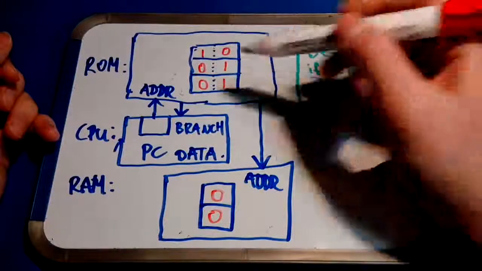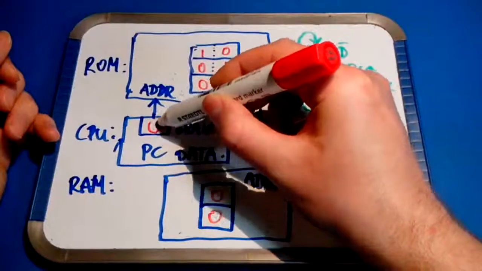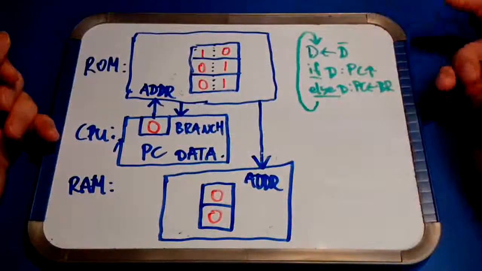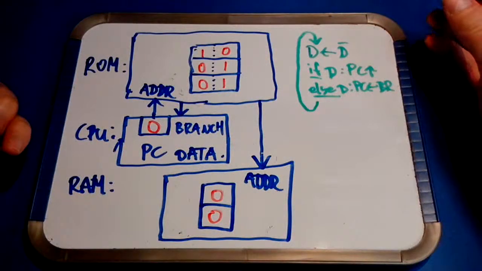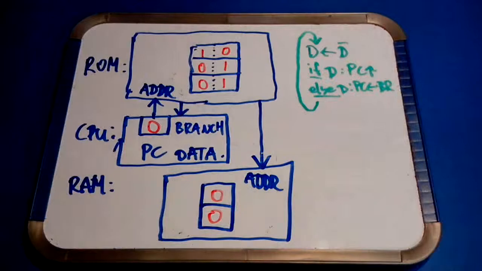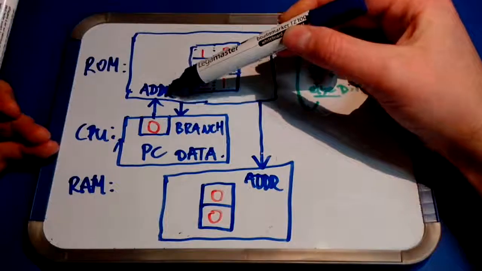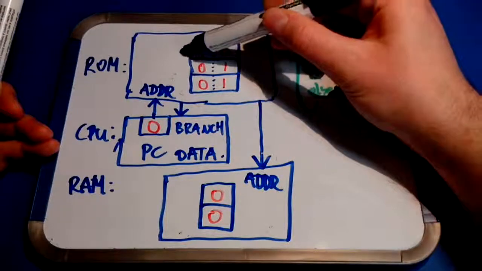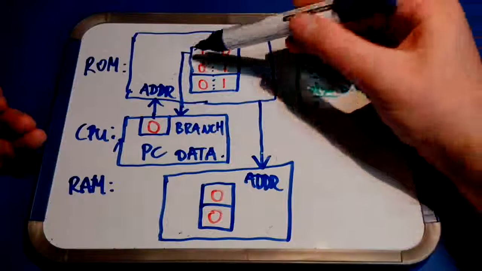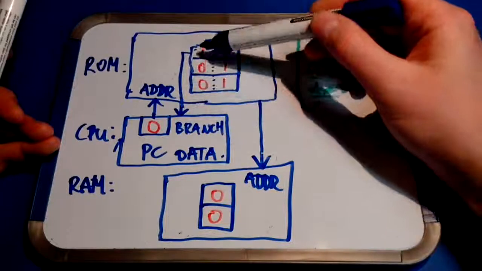In the reset state, the CPU's program counter is made 0. That means it starts executing at program address 0, program location 0. So the address of the ROM is set to 0. That means the ROM word 0 is selected. So the branch input becomes 1.